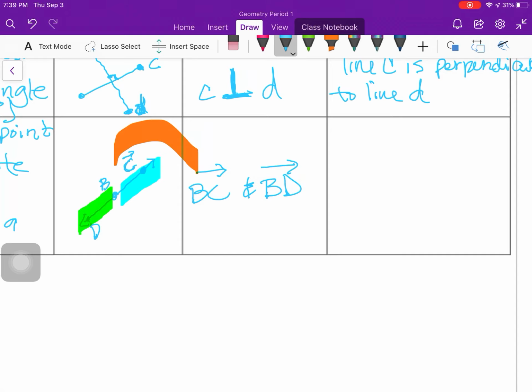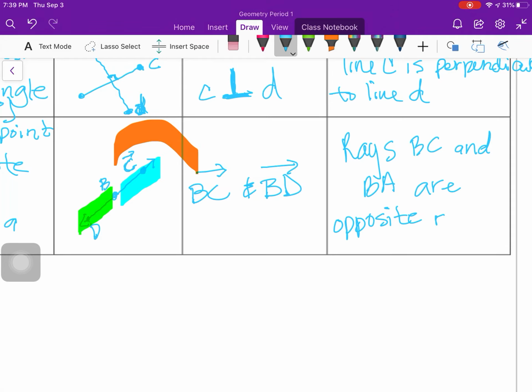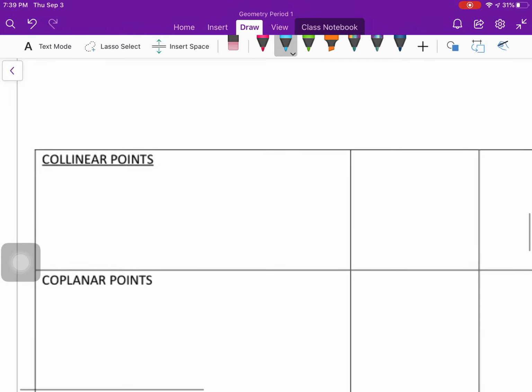How would we say this one? We would say rays BC and BA are opposite rays. Not too bad, huh? Couple more.